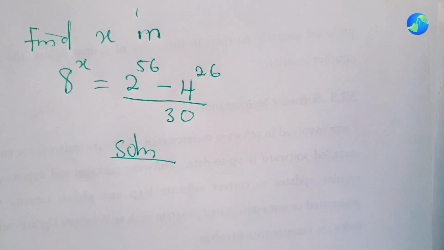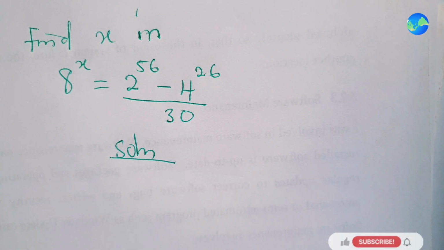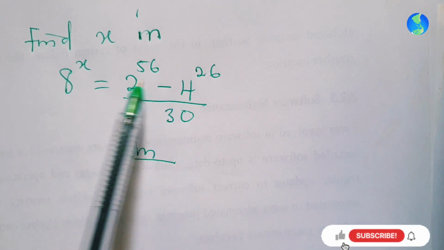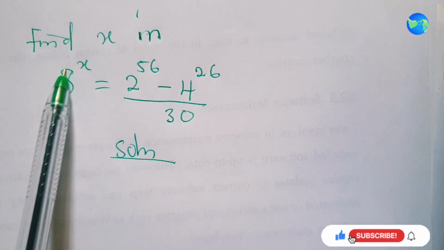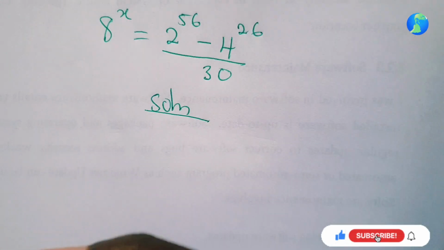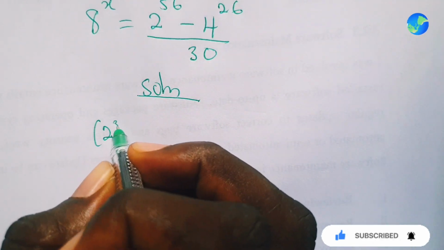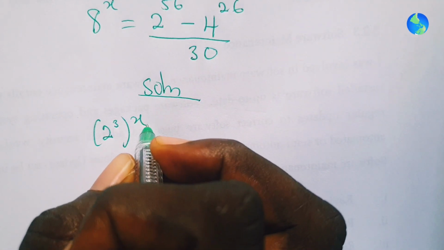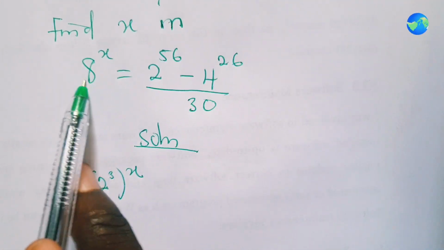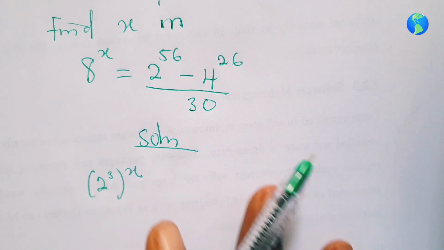Hello, guys. In today's episode, we have this interesting question to handle. Clearly, there are so many terms in this which I know we can break down. For instance, this 8, we can reduce it down and write it as 2 power 3 power x, because 8 is still the same thing as 2 power 3, right?